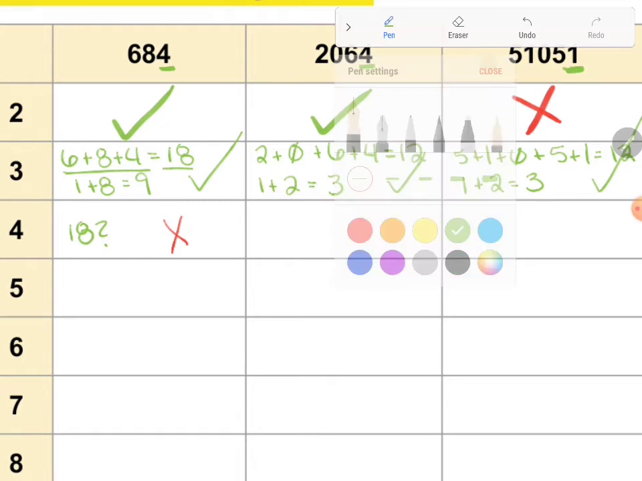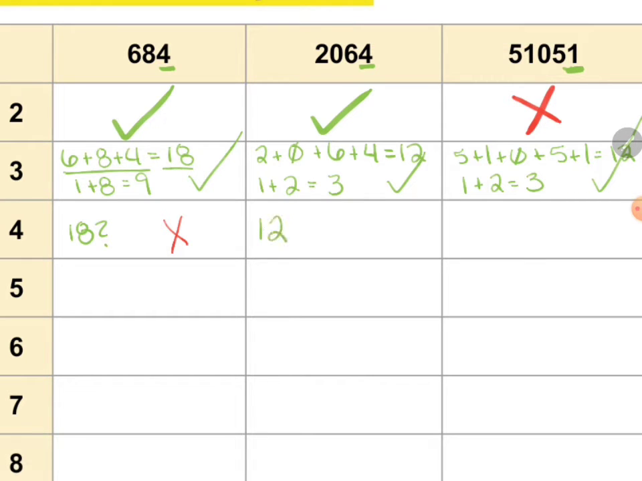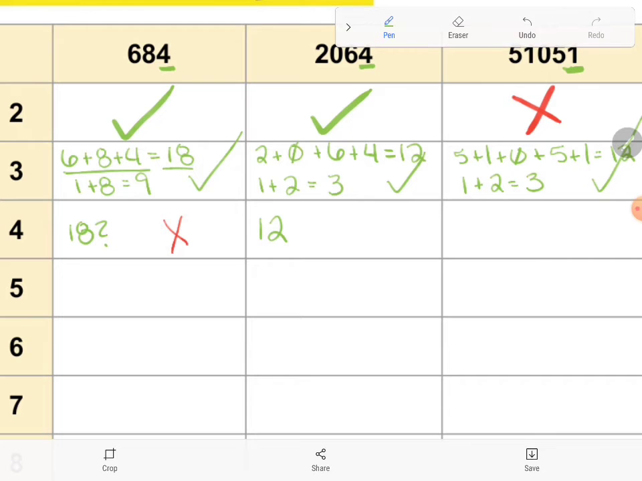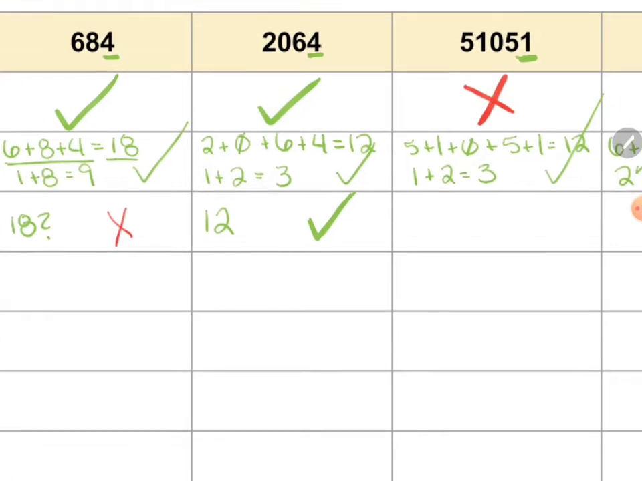Next, we have 2064, which is going to be 2 plus 6 plus 4, which is going to give us 12. Is 12 divisible by 4? Yes, it is. Therefore, this is going to be divisible by 4.